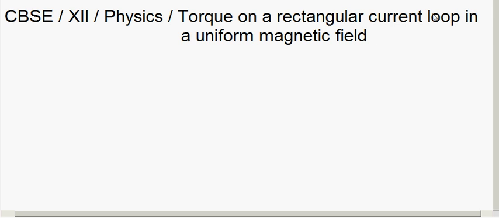So let us say we have a magnetic field B given. So first let me draw the diagram. We have a magnetic field B. This is the magnetic field.